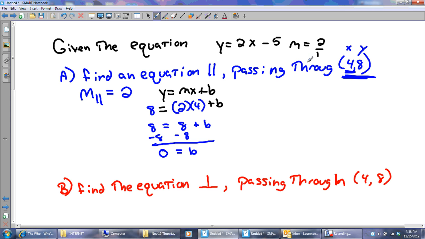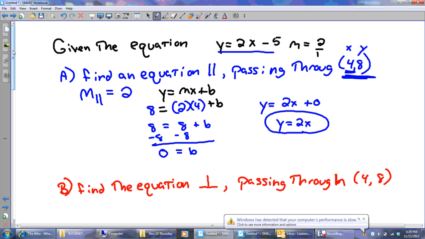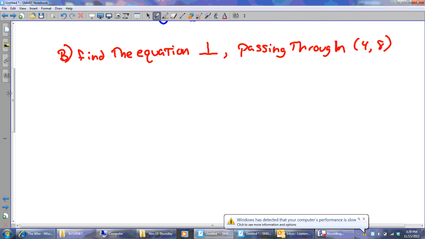So the equation of the line parallel to the black line, and it passes through the point (4, 8), would be y equals 2x plus 0, or better yet, y equals 2x. This would be the best answer because it's the simplest. This should look almost exactly like what we were doing just a few days ago. We found the slope, we found an x value and a y value, we plugged them into the equation y equals mx plus b, and we solved for b, and then we can write our equation. All right, let's try it with the red equation.